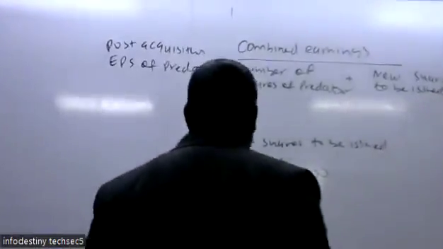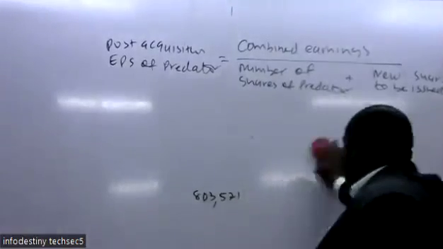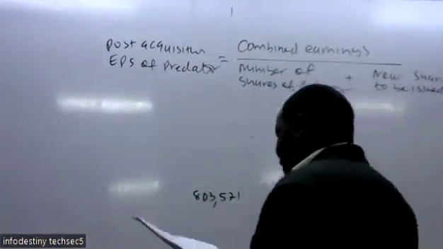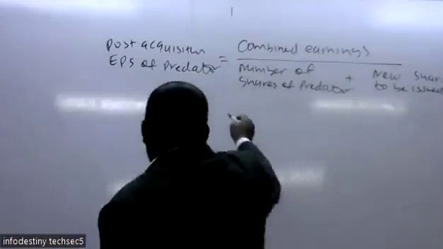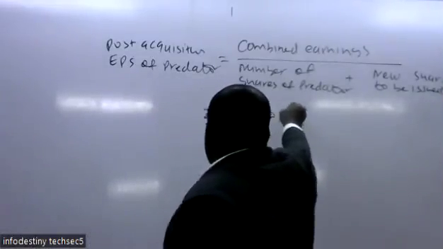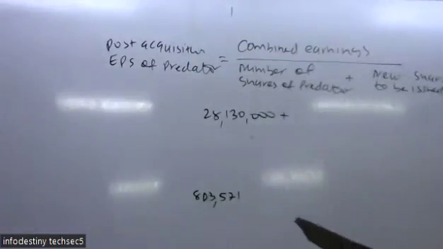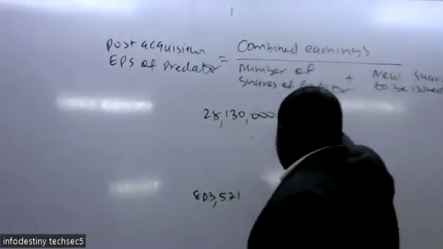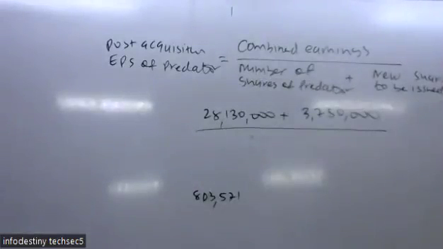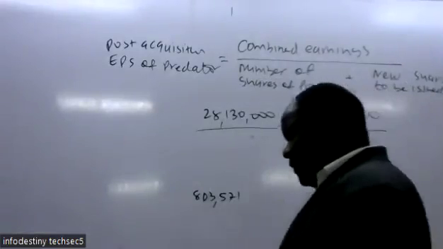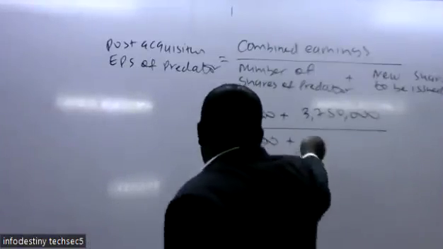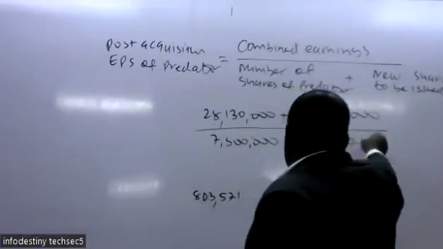So combined earnings, we already have it. The combined earnings is the profit after tax, which is 28,130,000. We write them in full. Then the one for Trigger is 3,750,000. Then the number of ordinary shares for Songo was 7.5 million. And now you add 8,357,000.